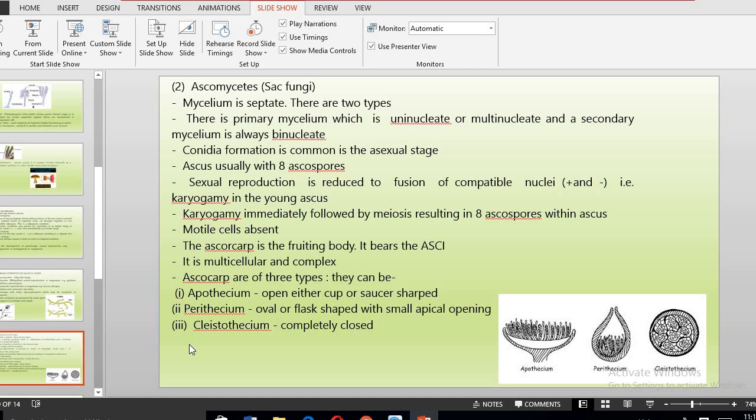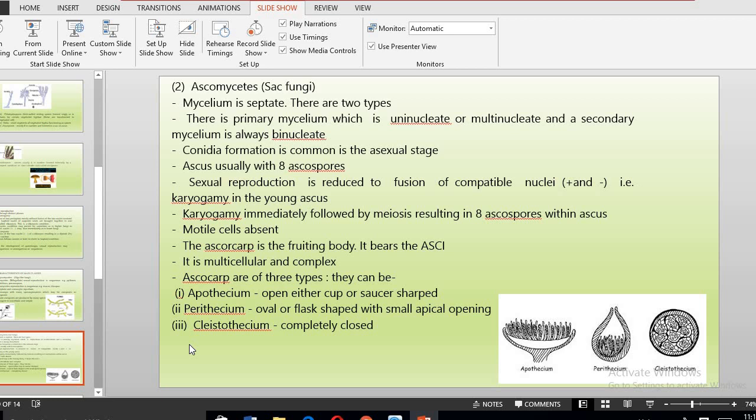Ascomycetes. Ascomycetes are the sac fungi. Their mycelium is septate, the way I've shown you in the previous slide, and there are two types of the septate mycelium. We can either have the primary mycelium, which is normally uninucleate or multinucleate, or you can have a secondary mycelium, which is always binucleate.